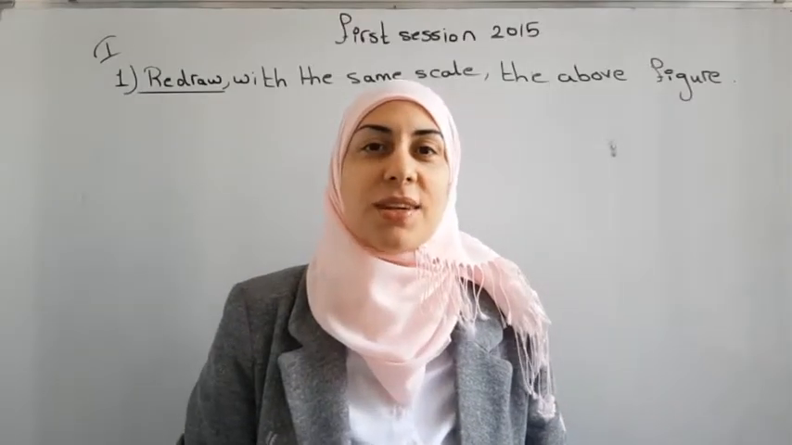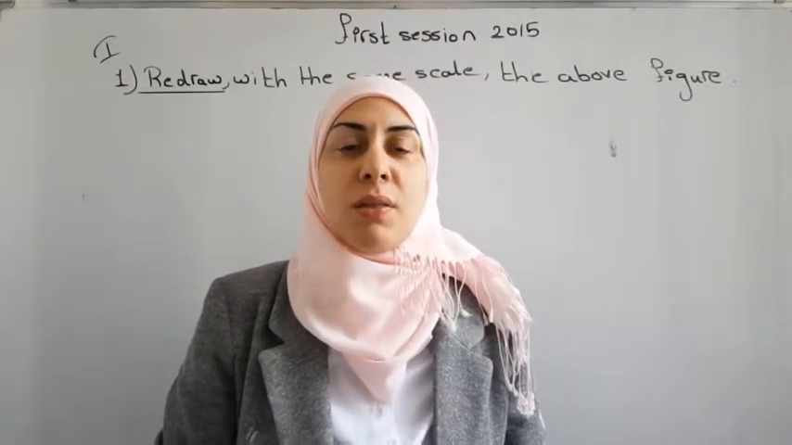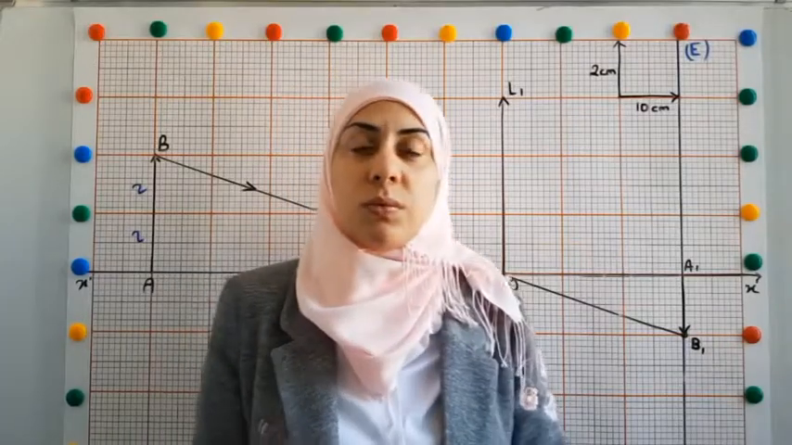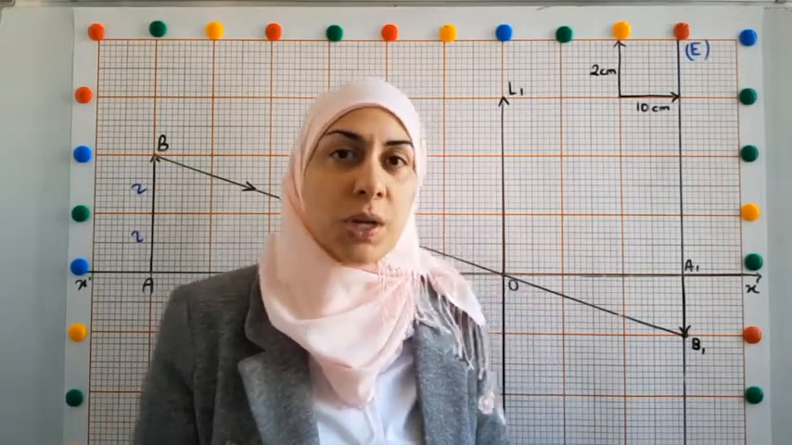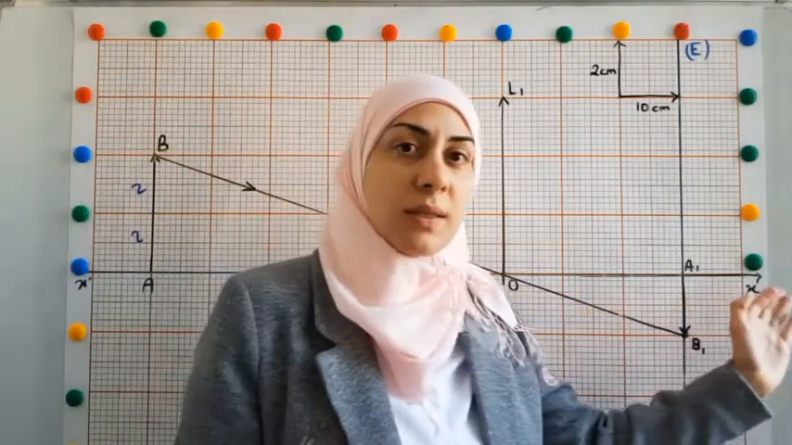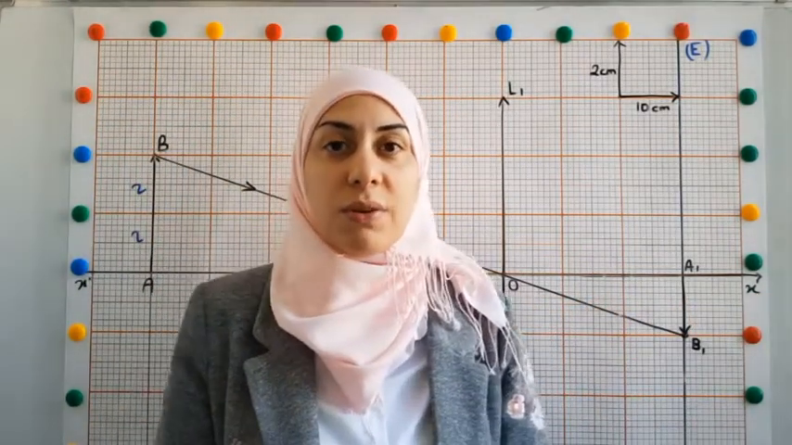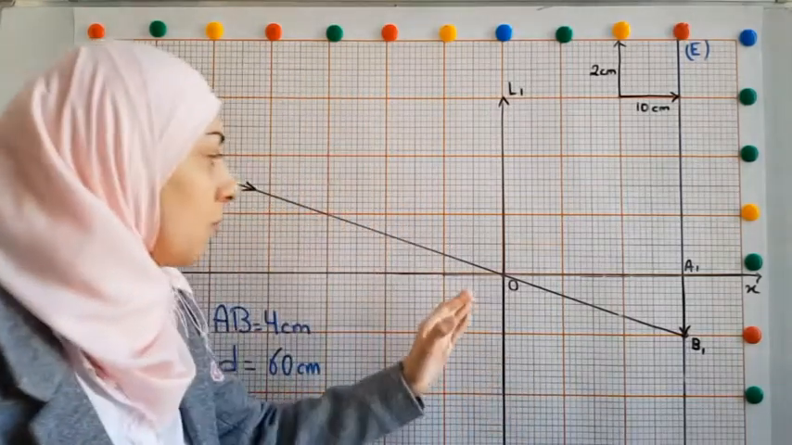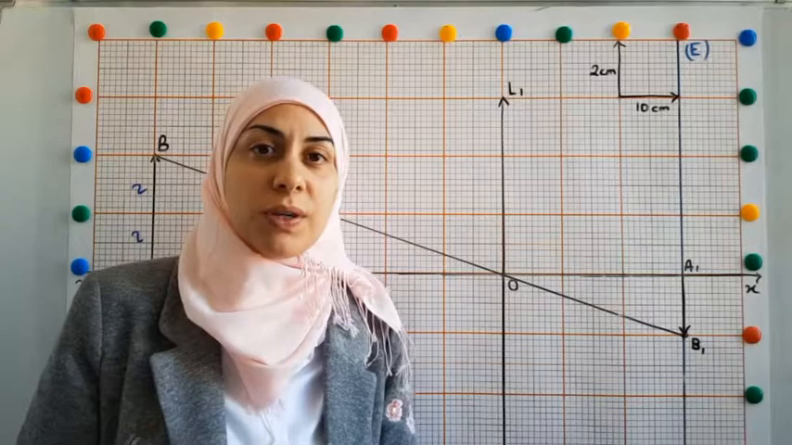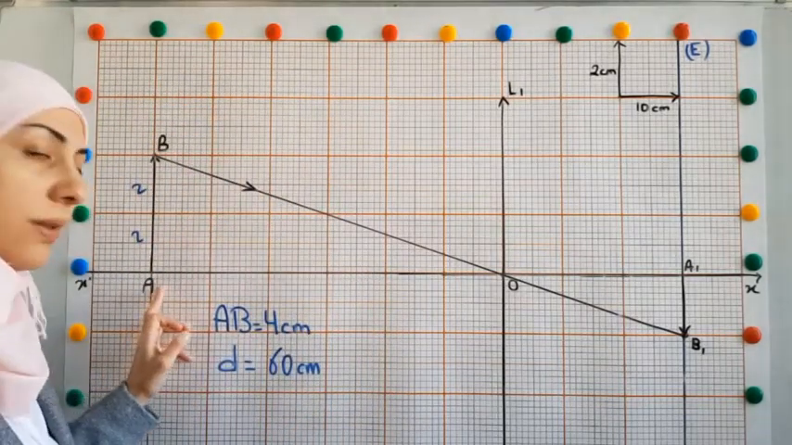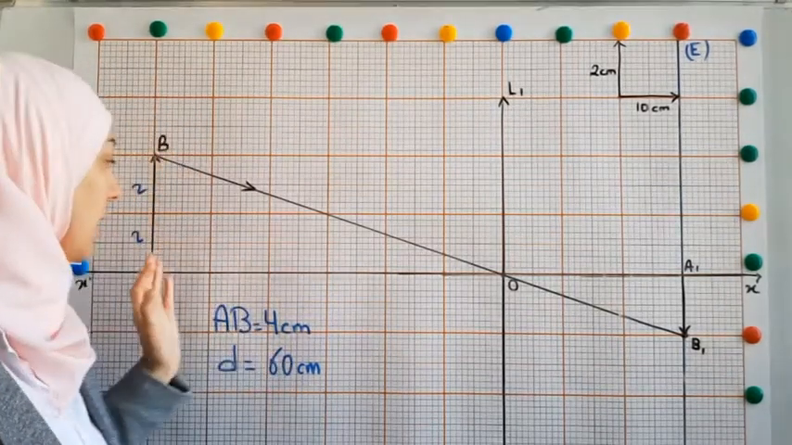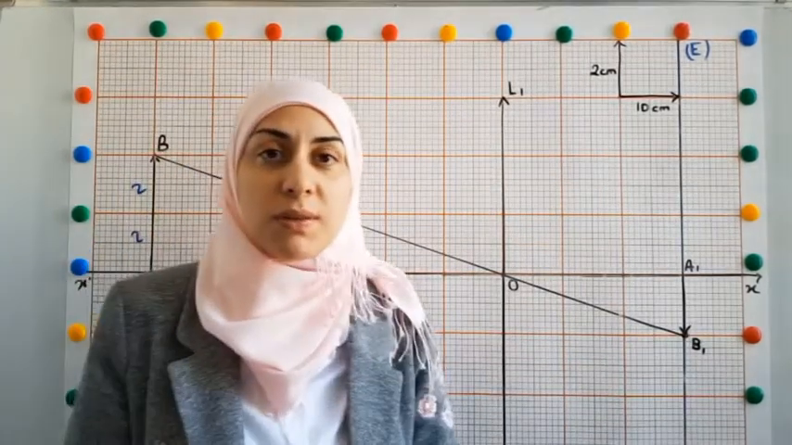In the first exercise, we want to redraw with the same scale the above figure on the graph paper. Let's go back to the figure. To redraw the figure on the graph paper, you draw the converging lens L1, then you draw the optical axis that passes through the optical center of the converging lens. Then you move 1, 2, 3, 4, 5, 6 centimeters graphically away from the converging lens and place point A. Then AB is perpendicular to the optical axis. AB is represented by 2 centimeters graphically.